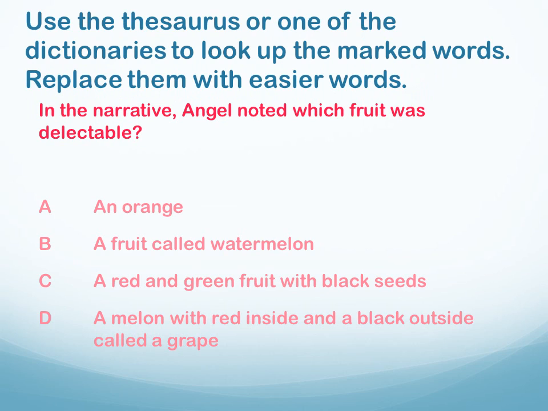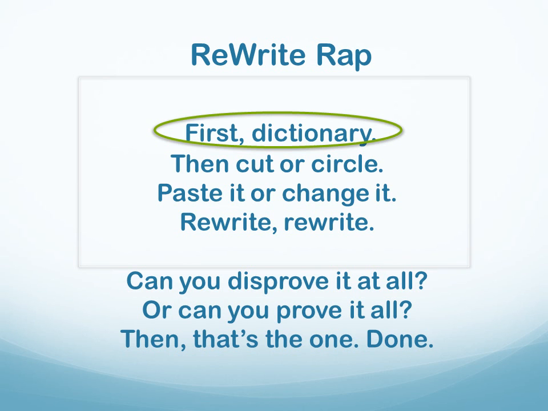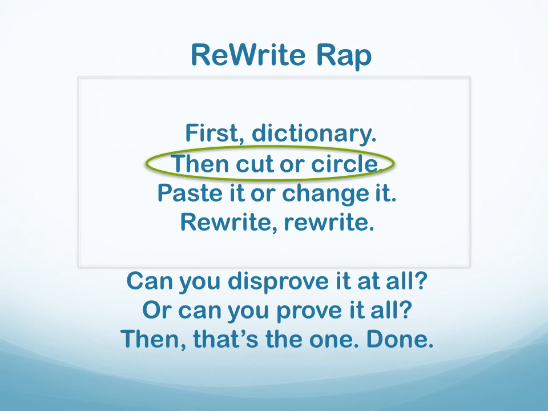Use the thesaurus or one of those dictionaries to look up the marked words. You're going to replace them with easier words. The marked words were noted and delectable. Noted, you'd find, is the same as said. Delectable, you'll also find, means delicious. We've completed the first step of the ReWrite wrap, which is first dictionary. The next step is then cut or circle.